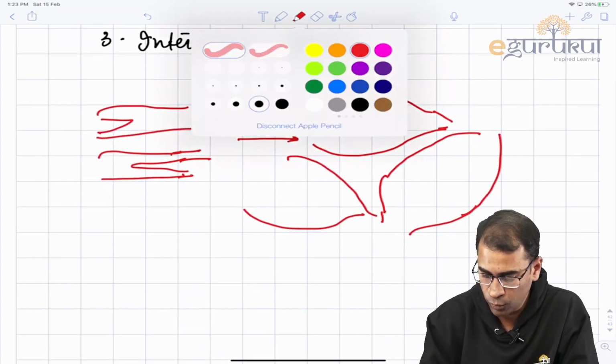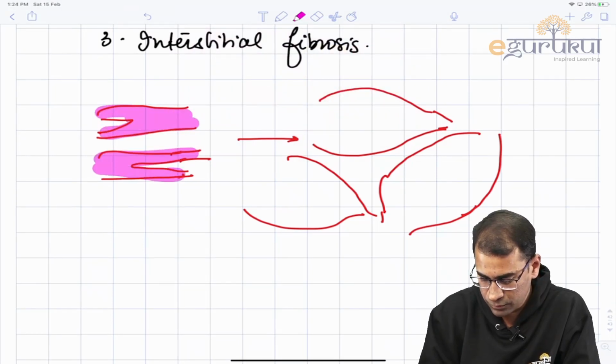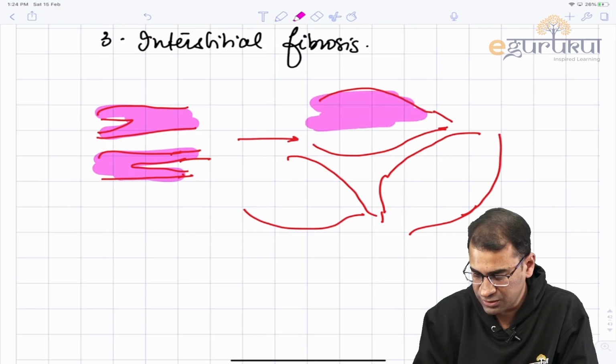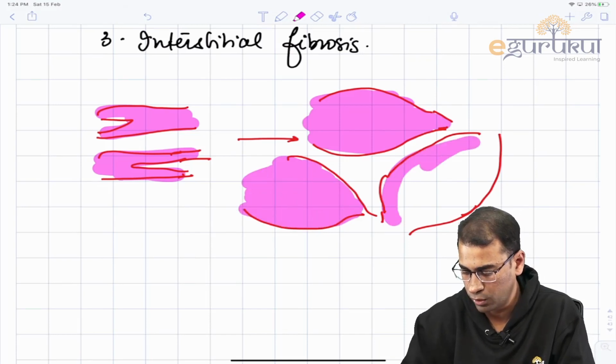Let me color this, it will become more and more clear. This is a normal muscle fiber. And look at the hugely enlarged muscle fiber. The size has almost become around 40 micrometer, that is almost 3 times the size of the normal myocardium.